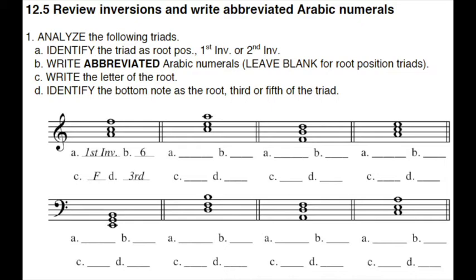So there is an example. A says identify the triad as root, first or second. So that is a first inversion because if you count the notes, A to C is 1, 2, 3, and then the F on top is 6. So you have 6, 3, 1, which then is 6, 3, which then is abbreviated to 6. So it is your first inversion. Your abbreviation is 6. If you look at C, write the letter of the root. The root of this chord is not A, it is F. It is the bottom of what would be in root position.